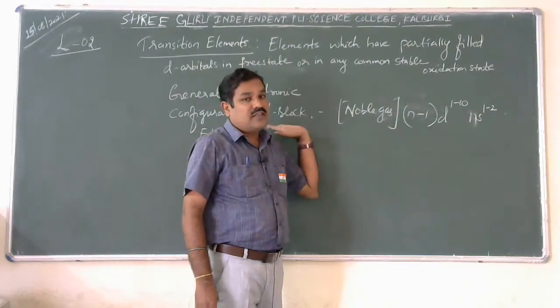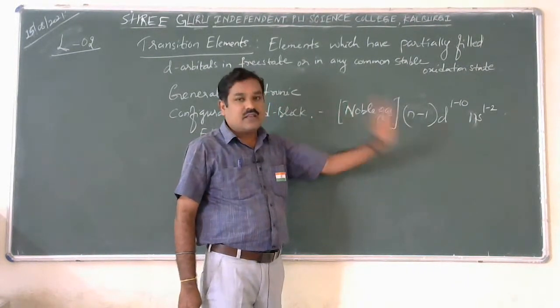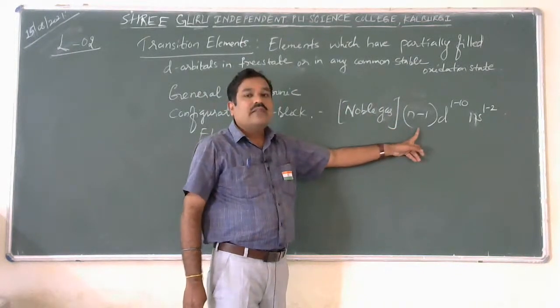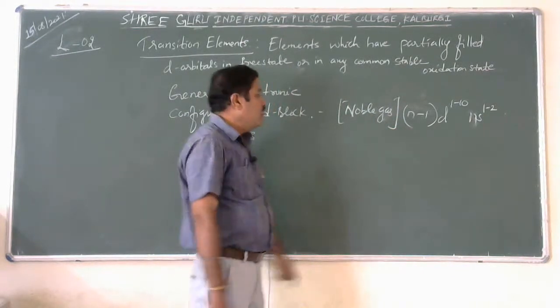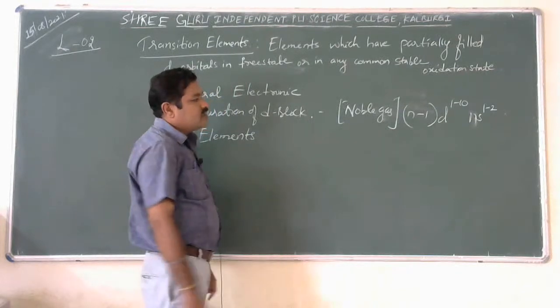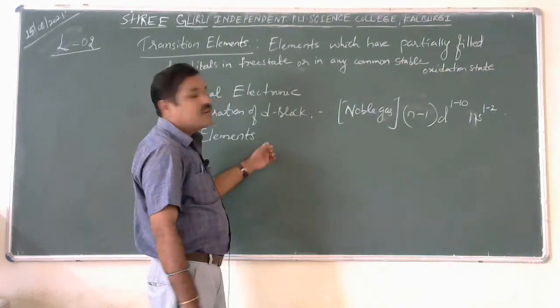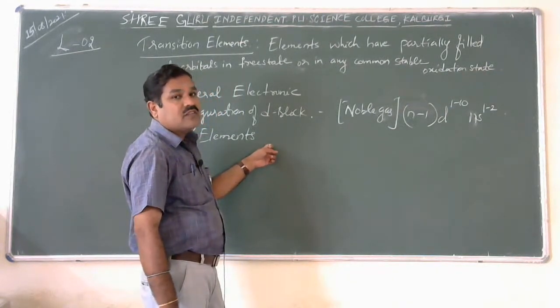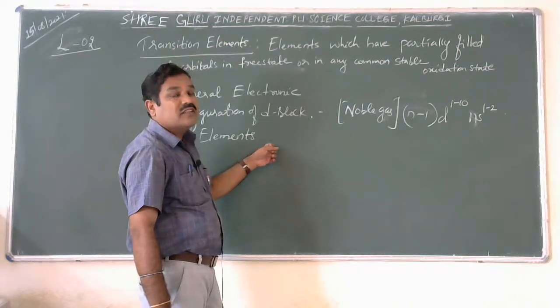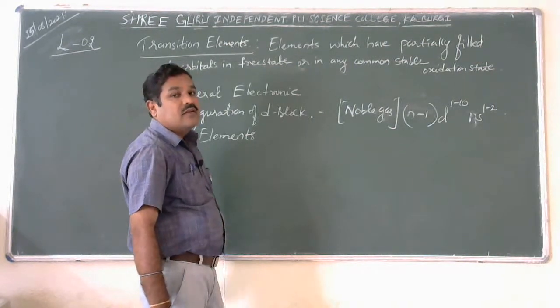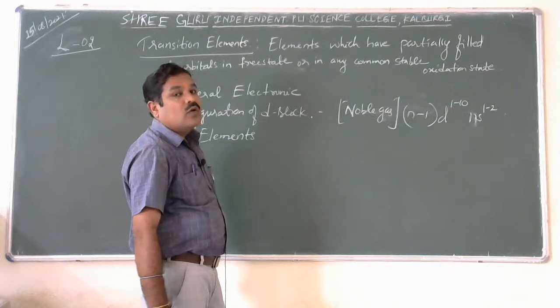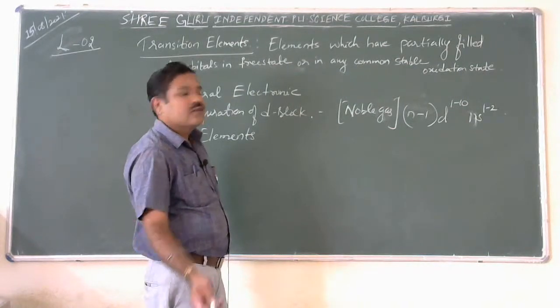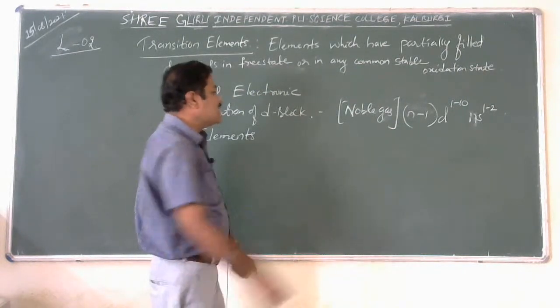If you move from s, p, d and f, the last but one is called the penultimate shell. This is what: noble gas, (n-1)d 1 to 10, ns 1 to 2, the general outer electronic configuration of all d block elements, the 3d, 4d, 5d and 6d series, which belong to what? Group number 3.